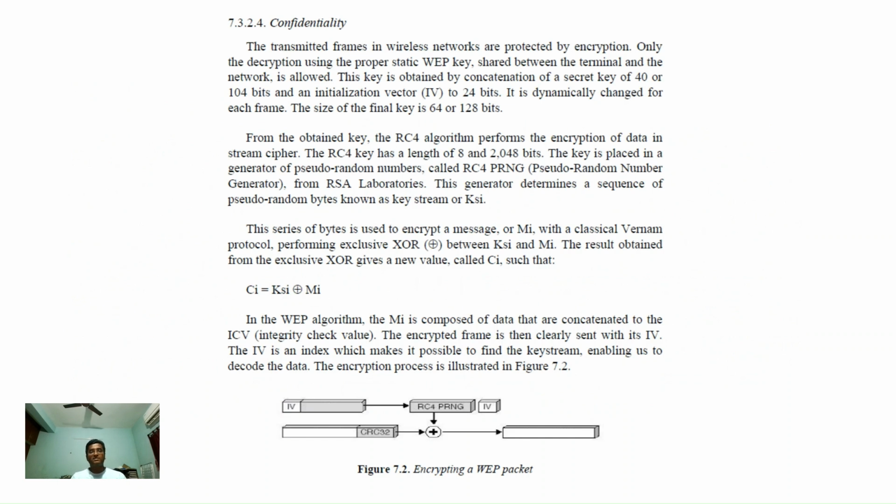The transmitted frames in wireless networks are protected by encryption. So by obtaining the key, the RC4 performs the encryption. Okay, and this is how an encrypted WEP packet looks.